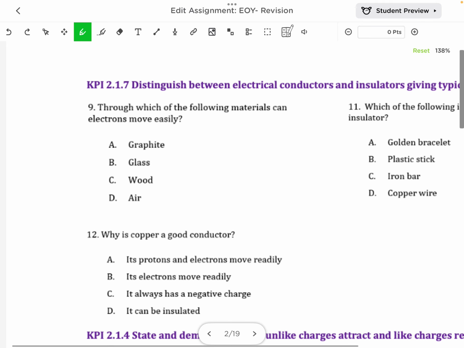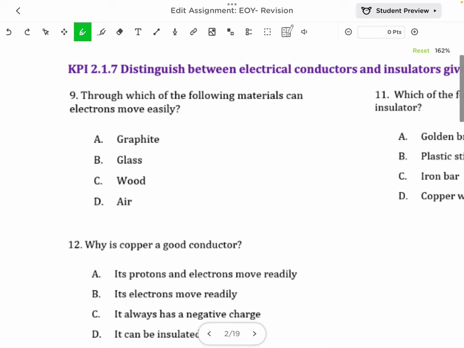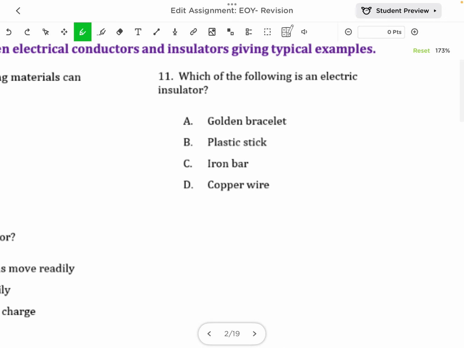Second page: distinguish between electrical conductors and insulators. Through which of the following materials can electrons move easily? The conductor, which is the graphite. Glass, wood, and air are good insulators, not conductors. So basically, this is a good conductor and these are insulators. Which of the following is an electric insulator? Not a golden bracelet because it's made of metal, not an iron bar, not a copper wire, only the plastic stick.